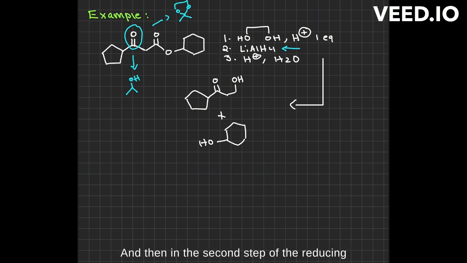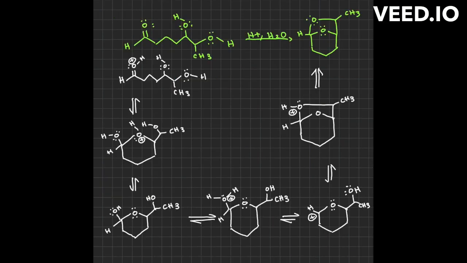And then in the second step of the reducing reaction, the acid from this is going to react with that cyclic acetal to revert it back to the ketone that we see in the product over here, since the acetal formation is a reversible reaction. So I just wanted to show that example of where it's actually used as a protecting group.